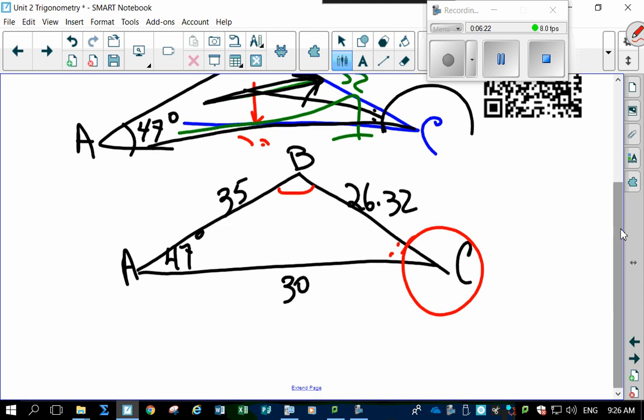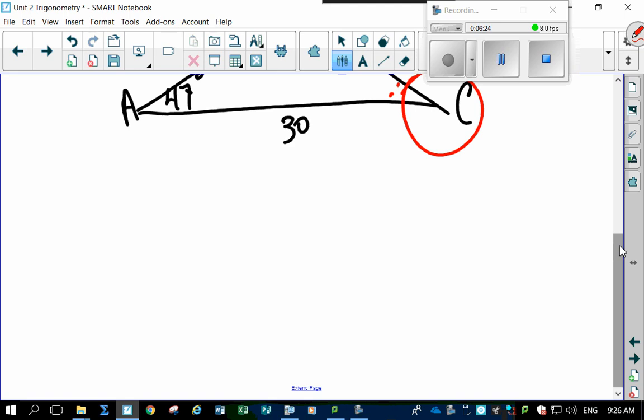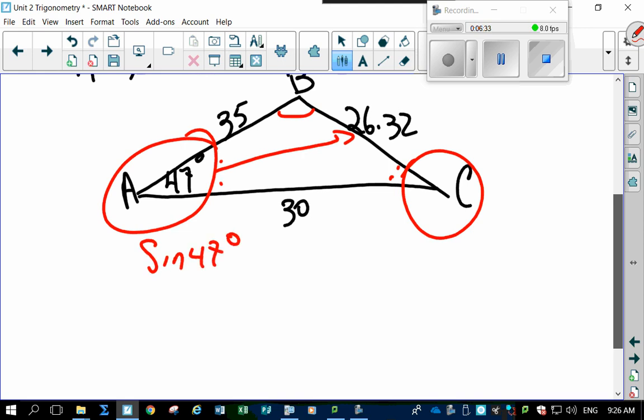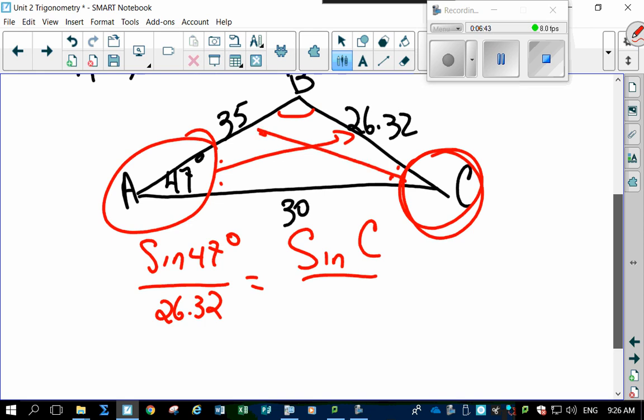So here's where you're going to use, guess what? Sine law. Okay, so check it out. This guy again goes with that. All right, so sine of 47 degrees goes with your 26.32. Excellent. Sine of what? Well, let's find the sine of this guy. Let's find the sine of C, which again goes with 35. Pretty simple. Multiply those out, cross multiply, divide by the guy that remains.